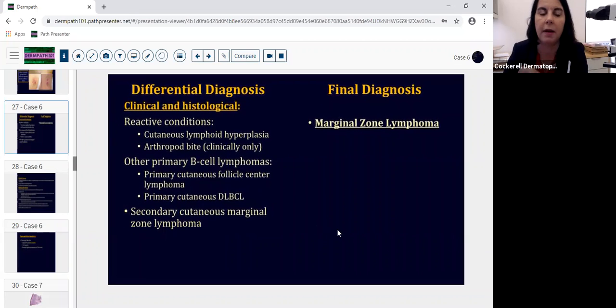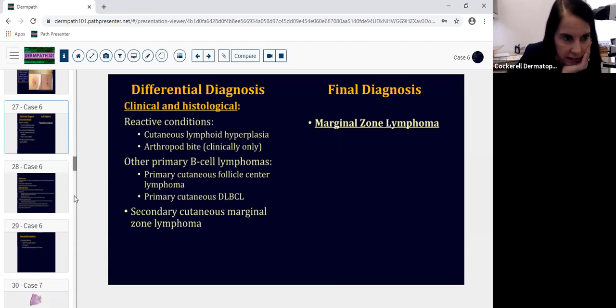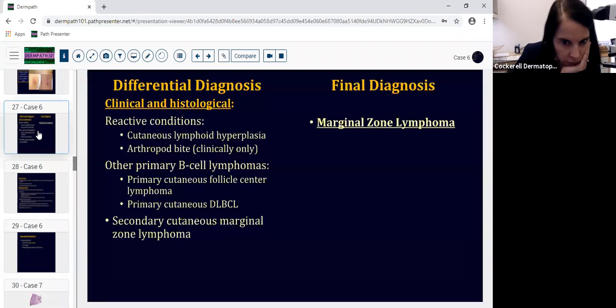Also, we have to worry about, in the differential, the secondary cutaneous marginal zone lymphoma, which this turned out to be, the so-called MALT lymphoma, which you can see in the skin and obviously many other organs in the body. Alrighty.